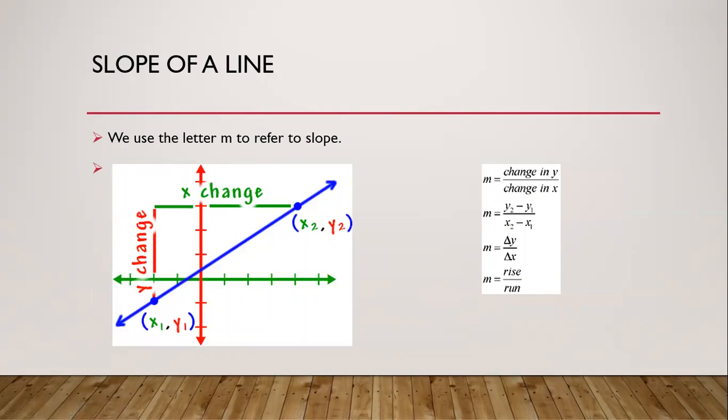So when we talk about the slope of a line, we use the letter M to refer to slope. Remember, M stands for mountain. Mountains have slopes, so M is slope. Now, remember, go back to our examples of slopes. We had miles divided by hour. We had miles divided by gallon. We had dollars divided by hour. In other words, we always took something and divided it by something else.